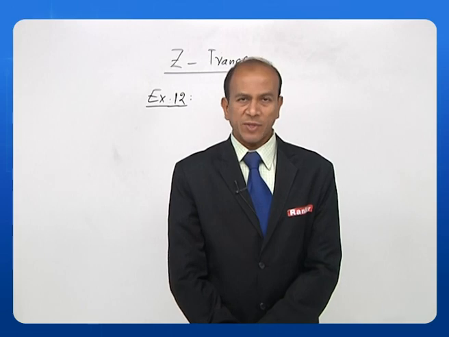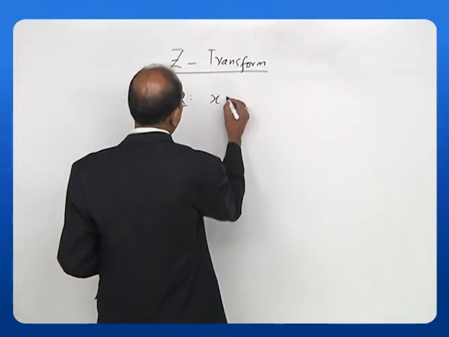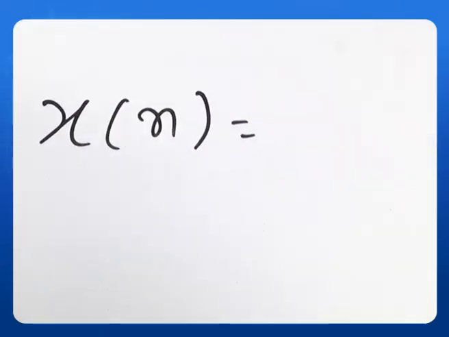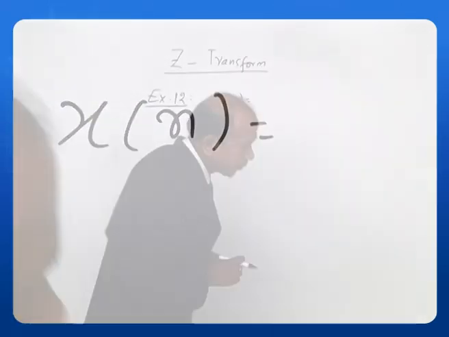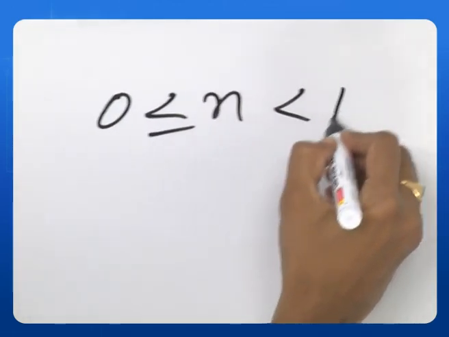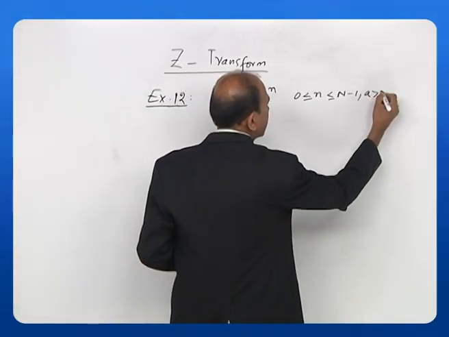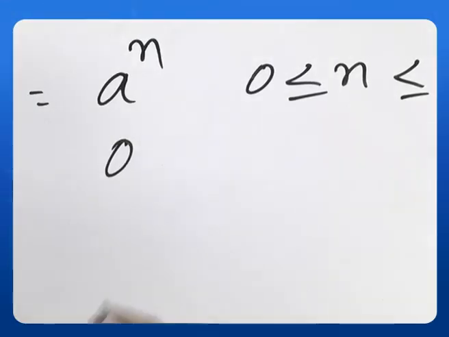Let us see the 12th question. The 12th question is x of n is equal to a to the power of n existing for values 0 to capital N minus 1, a is greater than 0, and 0 otherwise. Let us see this problem. So let me put it down on the board. X of n is equal to a to the power of n, and this is existing for these values of n. Also given is a is greater than 1, and 0 elsewhere.